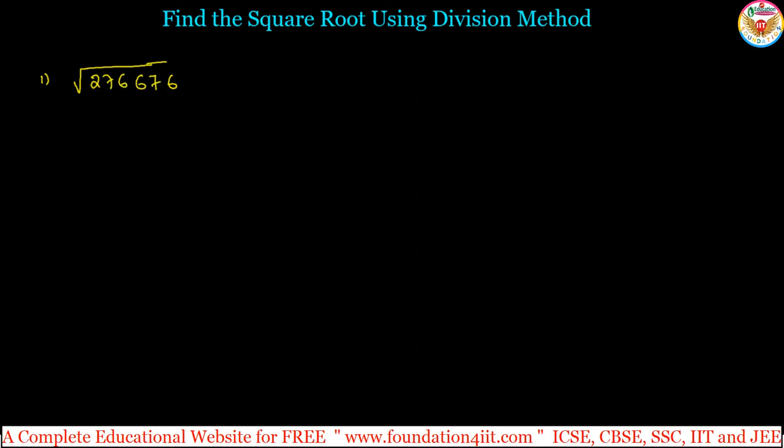To find out the square root using division method, prime factorization method is a lengthy process. We need to take each and every factor. But division method is simple. First of all, take the number 2, 7, 6, 6, 7, 6. Step 1 is from the right side, you can mark two numbers as one pair. Okay, 76, 66 and 27.